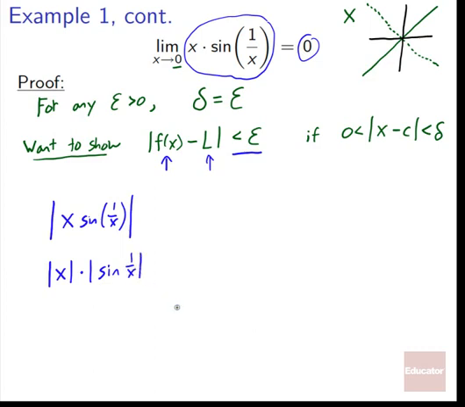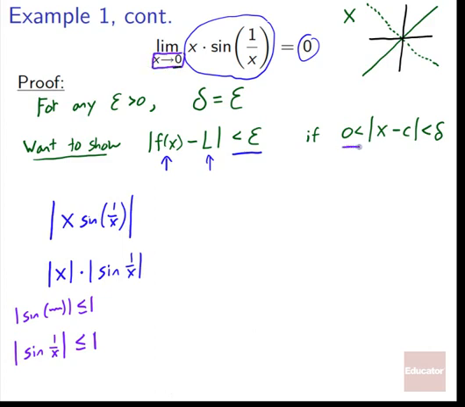Well, what is the absolute value of sine of 1 over x? Well, the absolute value of sine of anything at all is going to be less than or equal to 1, right? You can't get larger than 1 or larger than negative 1 when you plug something into sine. So the absolute value of sine of 1 over x is going to still be less than or equal to 1, except for that specific value of x equals 0, which would cause the whole thing to break. But we don't have to worry about that because it's x going to 0.